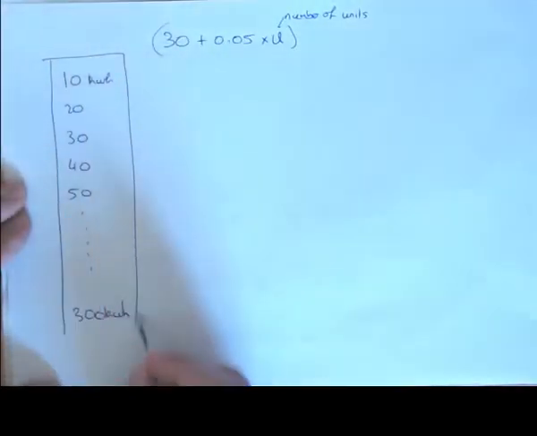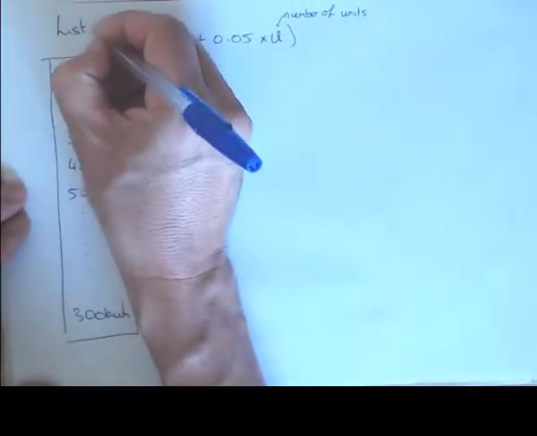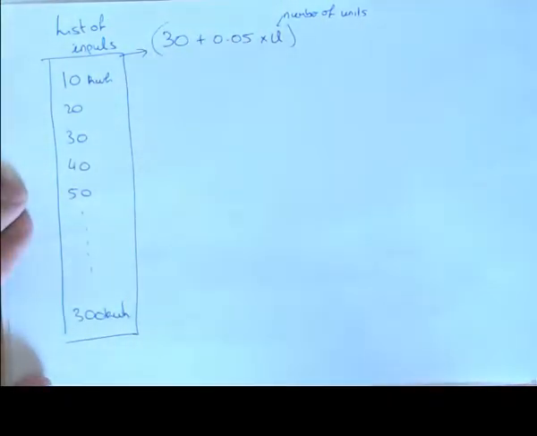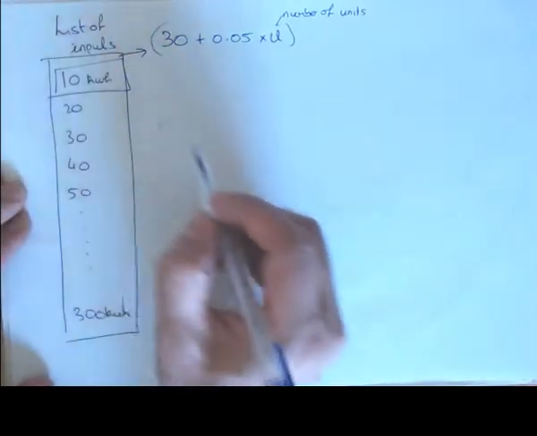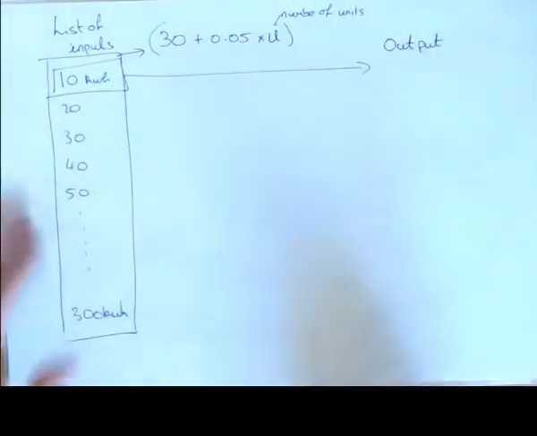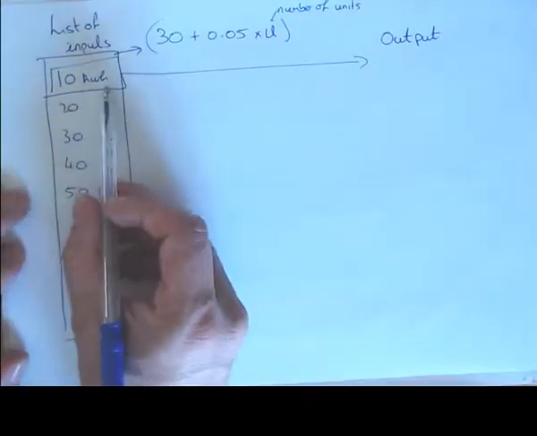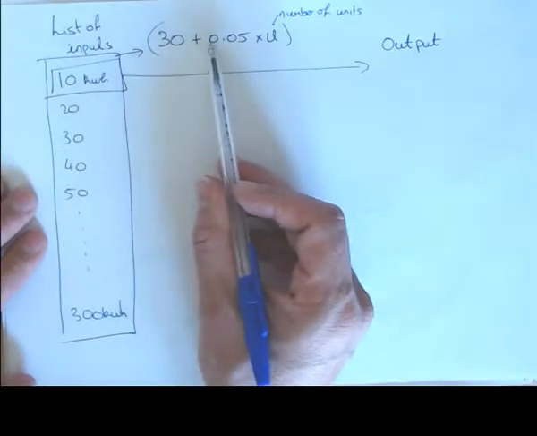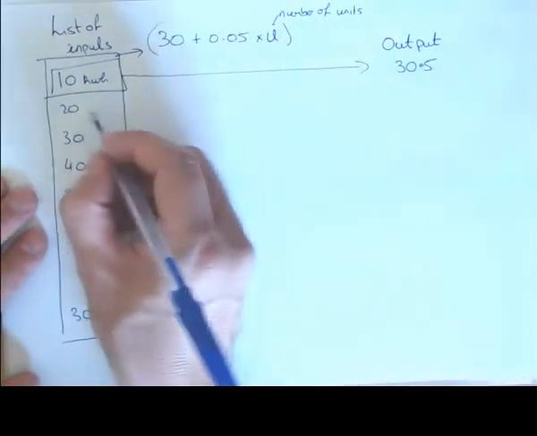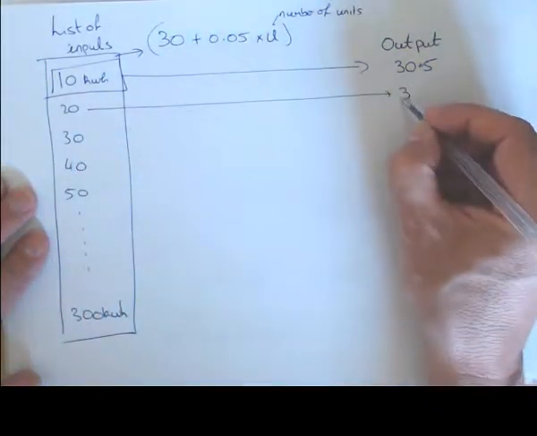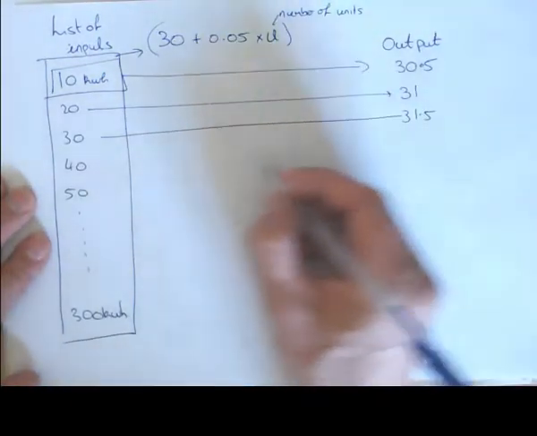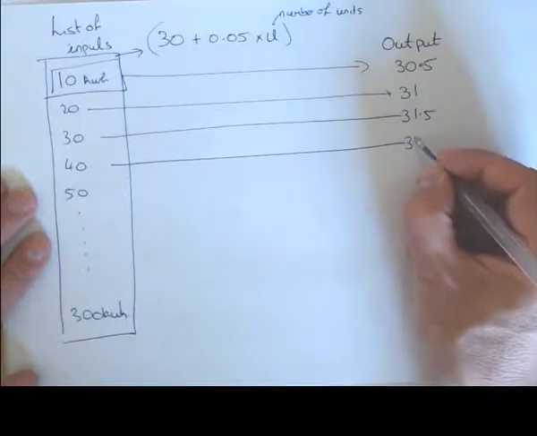So we have a big list of inputs into this formula. And of course, for every input that we put into the formula, we're going to have an output as well, the result, our calculation of the formula. So if you use 10 kilowatt hours, it's going to be 30 plus 0.05 times 10, and that's going to give us 30.5. If you use 20 kilowatt hours, that's going to be 31. If we use 30, it's going to be 31.5. If we use 40, it's going to be 32.